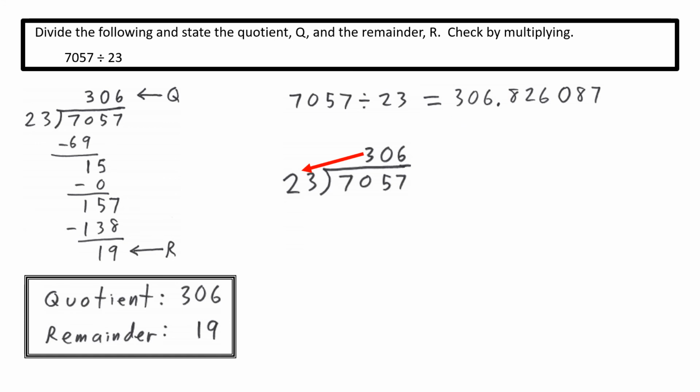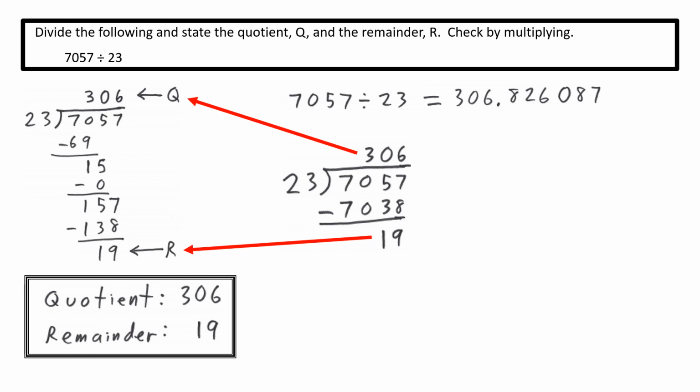And the result, 7,038, is written down below. And you subtract. Notice that the quotient is the same as when we did it by hand, as is the remainder. But we're still not done. The question says to check by multiplying. But what do we multiply?